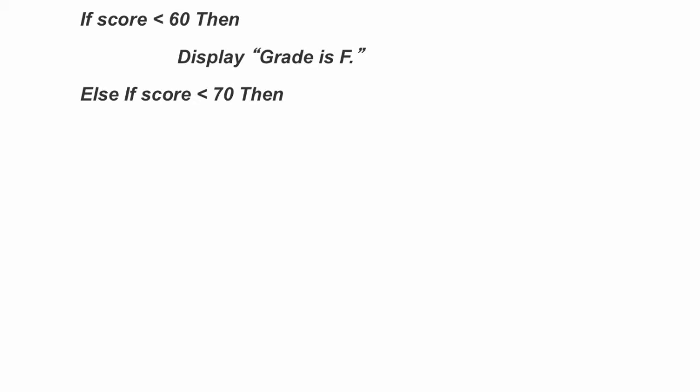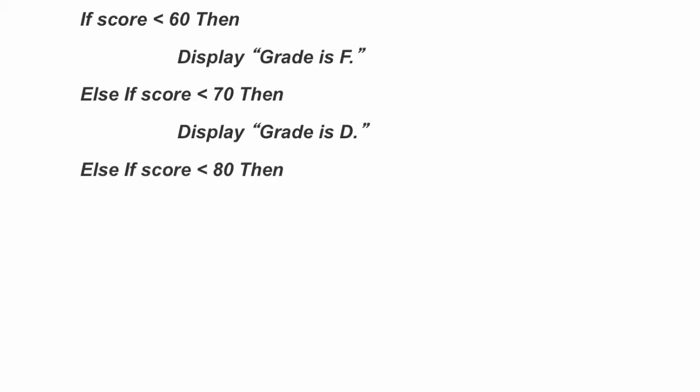Let's say that you got a 65. You say, if the score is less than 60, well, that's not true. So we go to the first else statement and it says, if score less than 70. Well, it is less than 70, it's 65. It wasn't less than 60, but it's less than 70. Then we display your grade as D. Cool, huh? And then we would drop through to the end if because it's already run one.